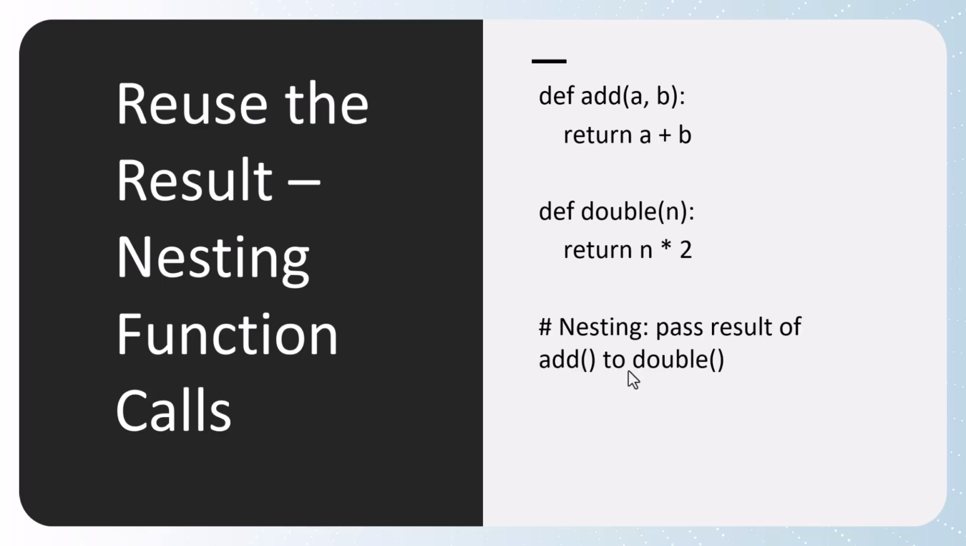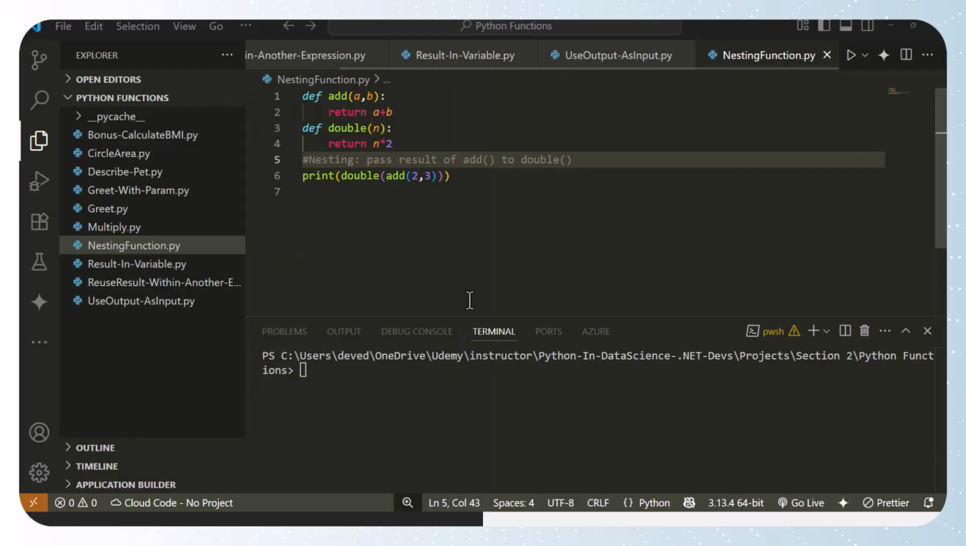Okay, so nesting: pass the result of add to double. So print double, and in the double function I am calling the add function and passing 10 and 5. So 10 plus 5 is 15, multiplied by 2, output should be 30. So I will run this also. This is nesting_function.py.